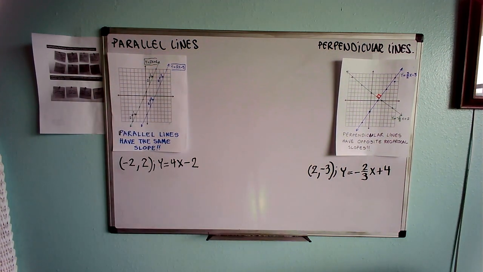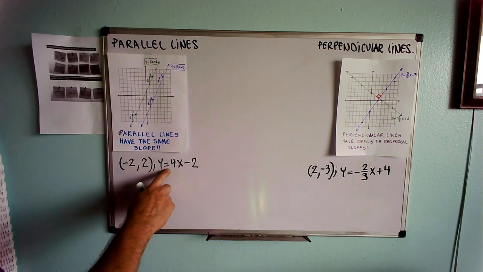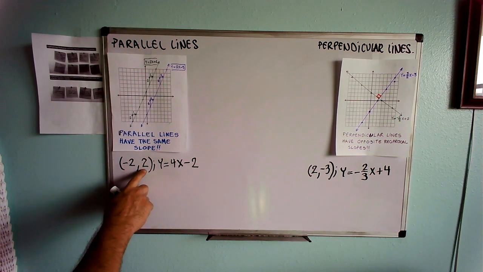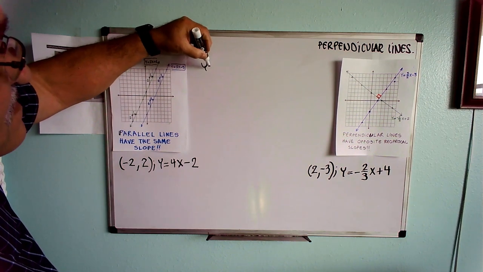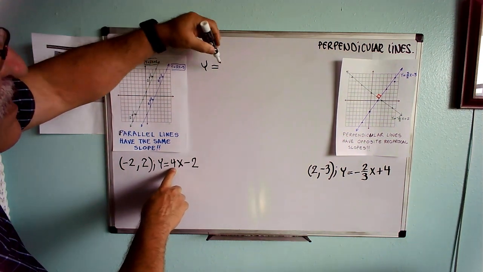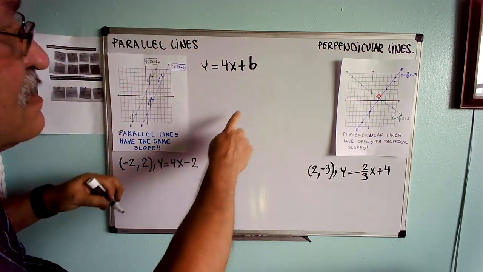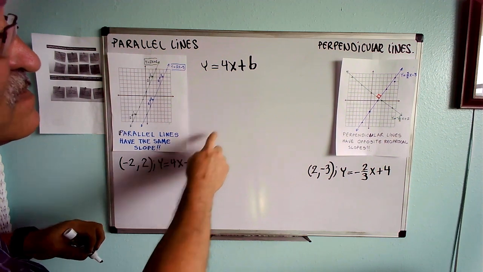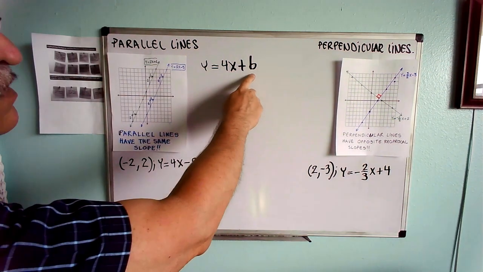So knowing that parallel lines have the same slope, we have to write the equation of a line parallel to y equals 4x minus 2 that passes through the point (negative 2, 2). We are going to write the other line: y equals, the slope is the same because they are parallel, 4x plus b. So b is going to make the difference. Remember, the lines are parallel, but they are not the same line. So b is not going to be the same, but the slope is going to be the same because they are parallel.